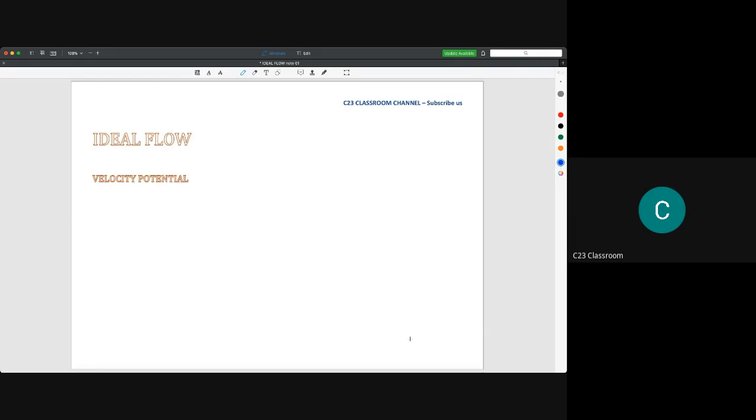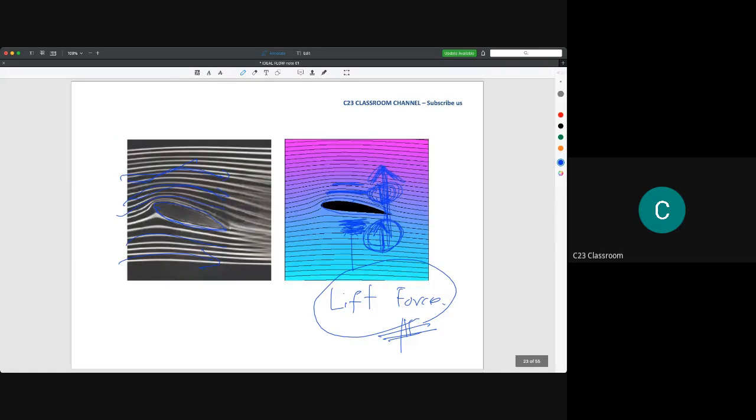Okay, now I would like to introduce you to another term which is called the velocity potential. The velocity potential is actually an imaginary line. This imaginary line must be perpendicular to the stream function. So what is the purpose of this?